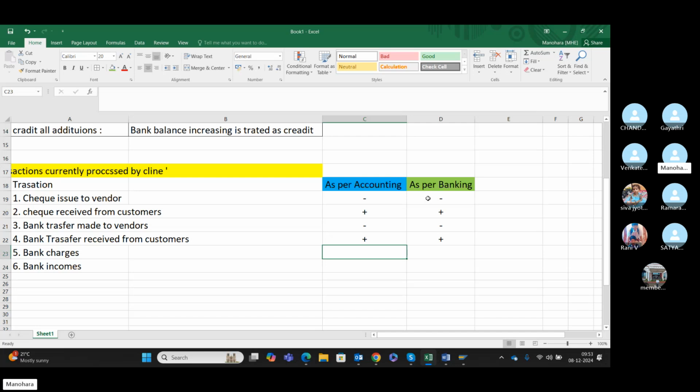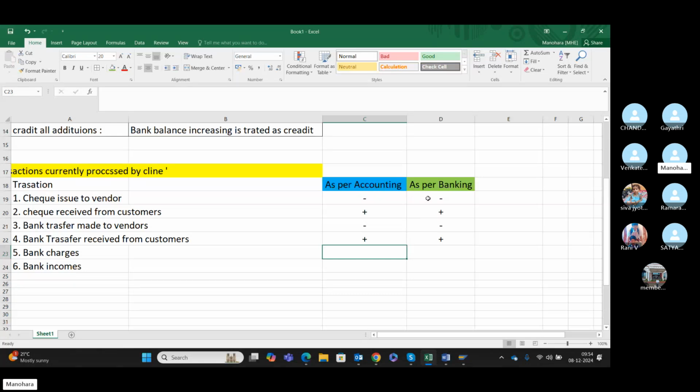Is there any confusion? No, clear. So the bank also is doing the same increase or decrease on your bank balance. As per accounting also, it is the same, decrease or increase of your bank balance. As per banking also, the increase or decrease happens in the bank account. If you are receiving any amount from customer, it will also increase your bank balance. If you transfer any outgoing payments, it will also deduct the amount from your account. Okay.